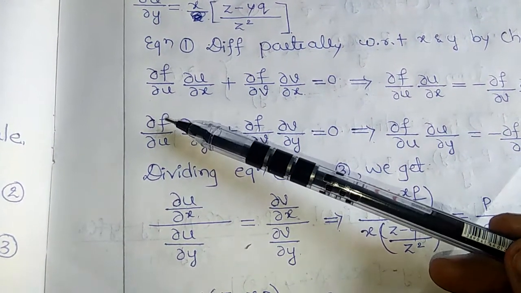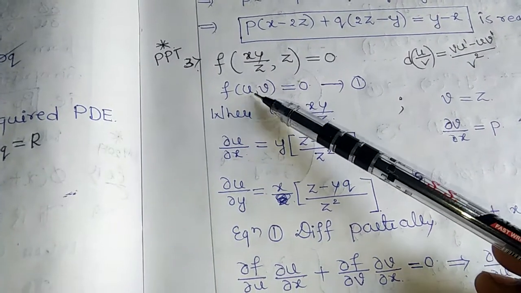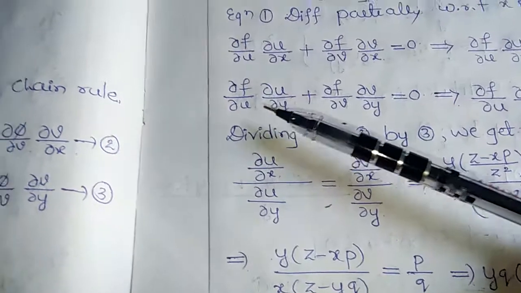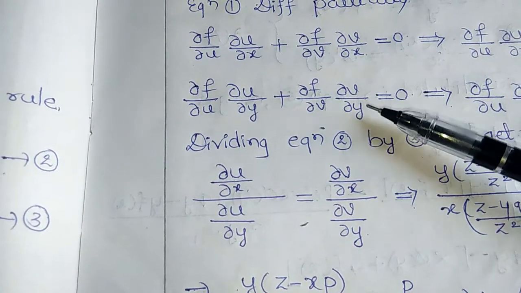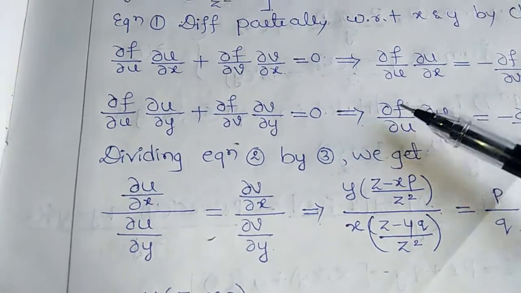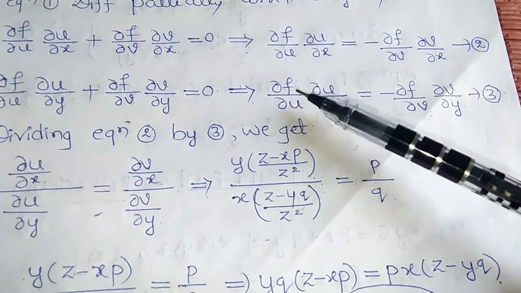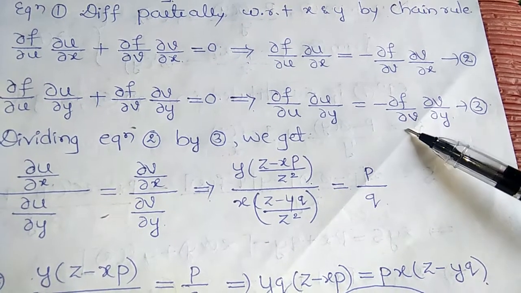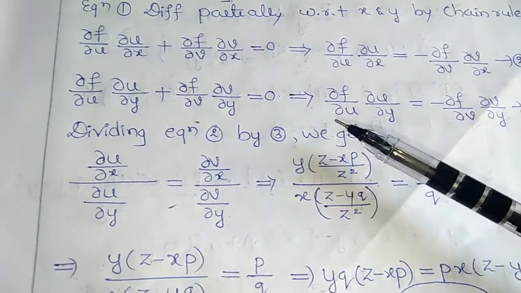Equation 1 with respect to y means dou f by dou u, means f is the function of u comma v and u and v are the function of x, y, z. So dou f by dou u into dou u by dou y plus dou f by dou v into dou v by dou y is equal to 0. Take this value to RHS side. Dou f by dou u into dou u by dou y is equal to minus of dou f by dou v into dou v by dou y. Call this as equation 3.